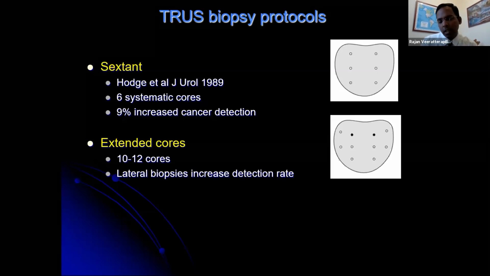The technology evolved, or the template evolved, over the next 5 to 10 years, and people then started realizing that if you add some lateral cores to the sextant biopsy, your pickup rate for clinically significant cancer increases. So this pretty much led to the 10 to 12 core systematic biopsy, which is very common around the world still at the moment.